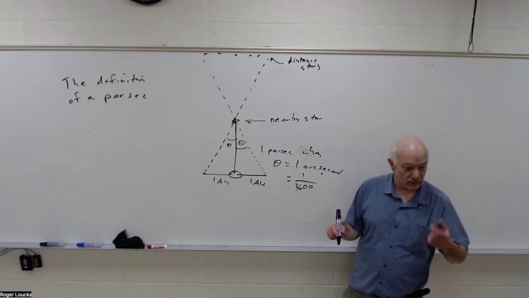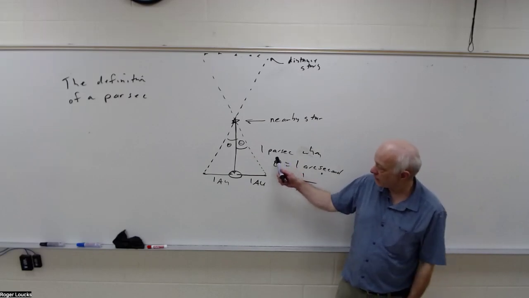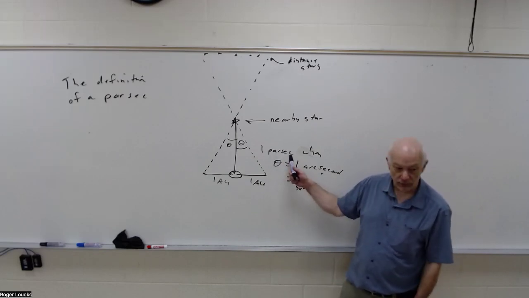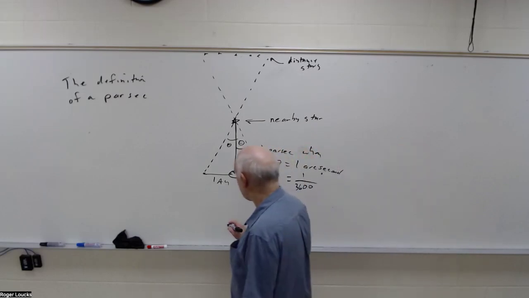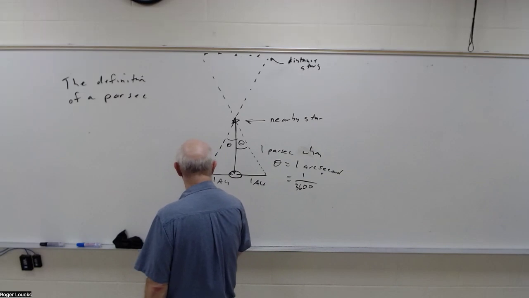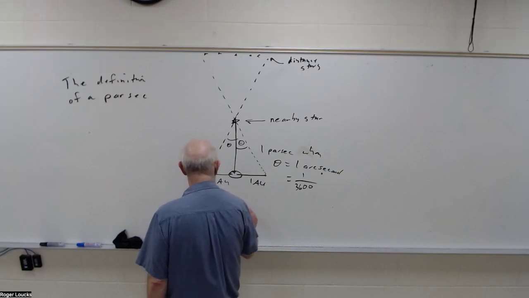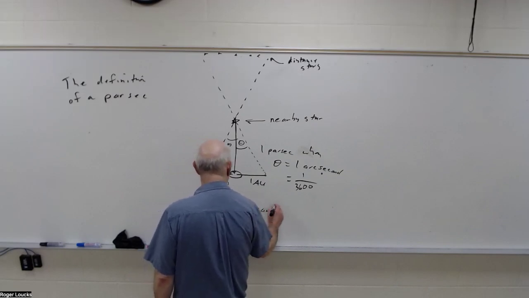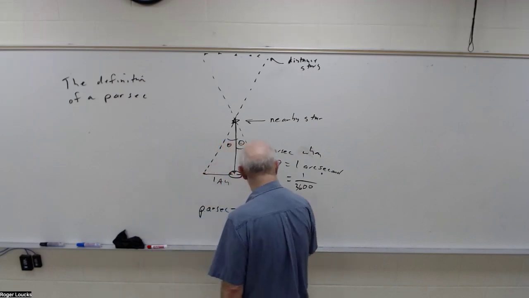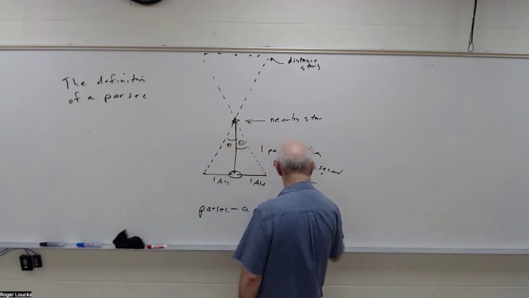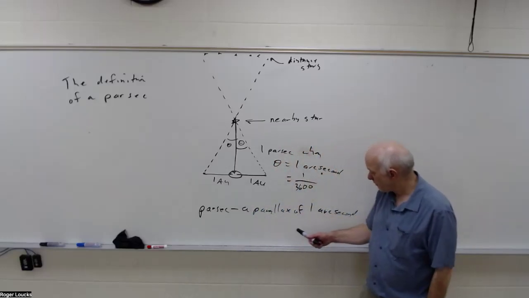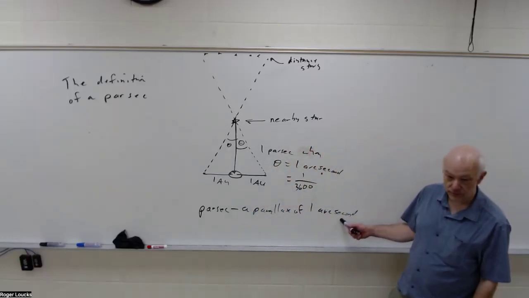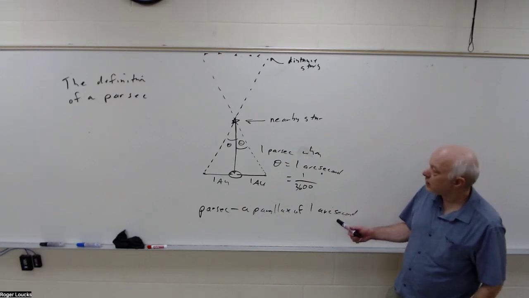And I did not realize this until I looked it up. Parsec stands for basically parallax of one second, meaning 1 arcsecond. So parsec. And this means a parallax of 1 arcsecond. So you get the par, and then you get the sec here. That's actually where that's coming from.